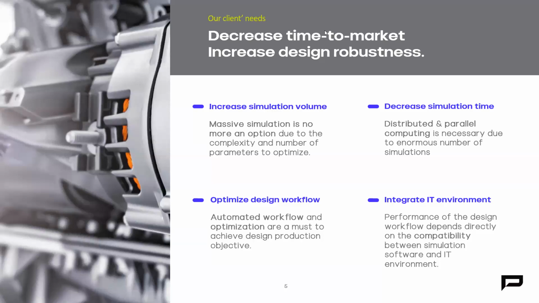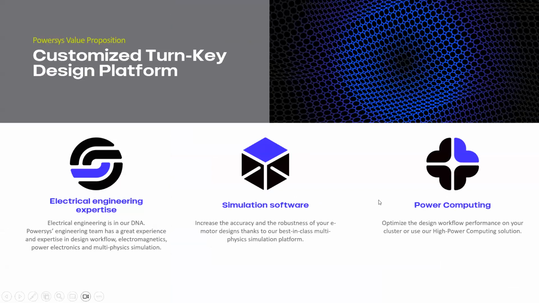How do we reduce time to market? We help increase simulation volume through faster computation optimization, and we decrease simulation time by parallel processing. We optimize workflow in such a manner that gives automated and optimized output. And we integrate the IT environment, which includes compatibility between the GUI, that is the graphical user interface, and programming languages. We are experts in electrical engineering, which deals with design, electromagnetics, power electronics, and multi-physics simulations. All the above simulations can be carried out with accuracy, and we also provide high performance computing, which provides a faster and optimized design workflow.